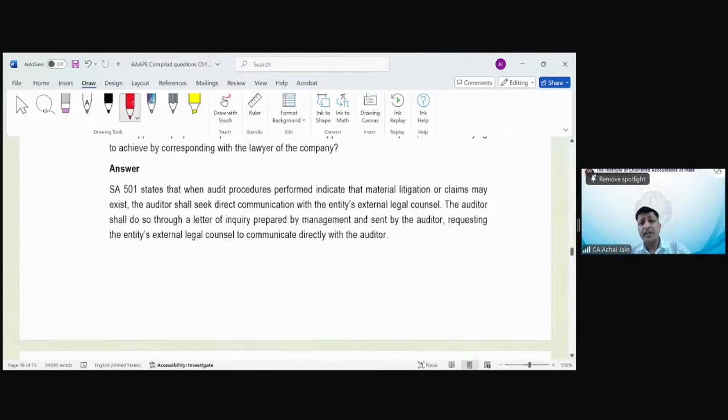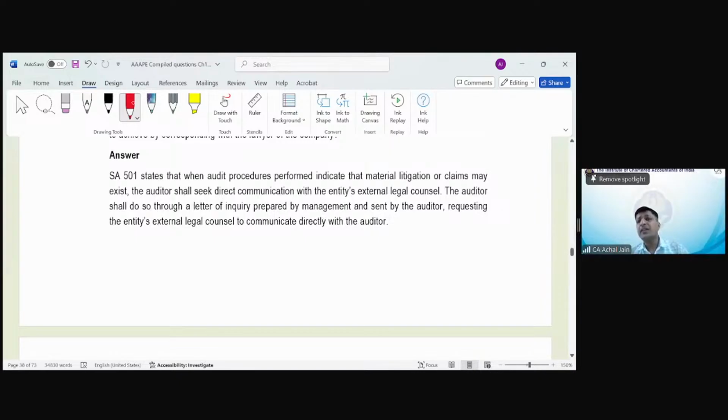So that's why the approach seems to be erroneous, but the purpose seems to be in line with what is required on the part of any auditor. Okay, so if you look at the requirements of the auditing standard, auditors shall seek direct communication with the entity's external legal counsel.